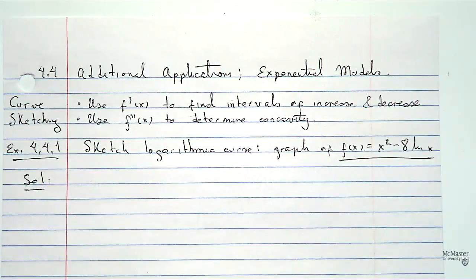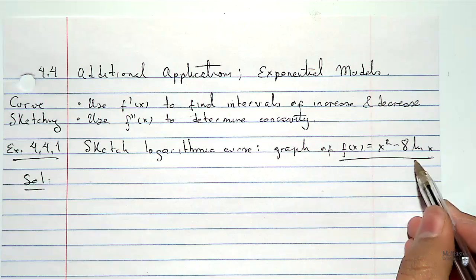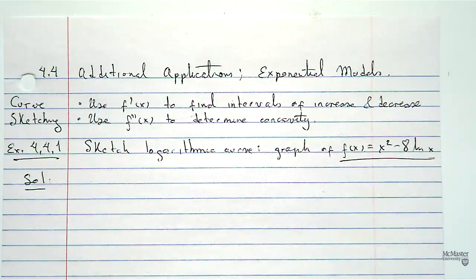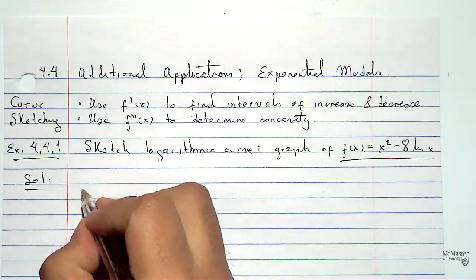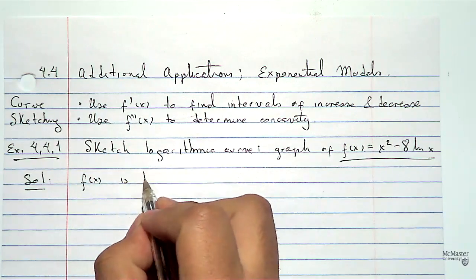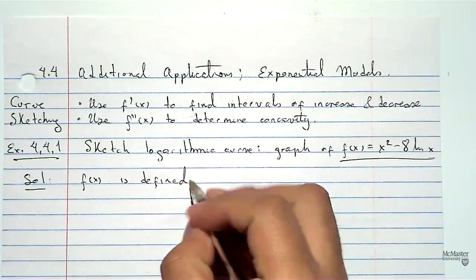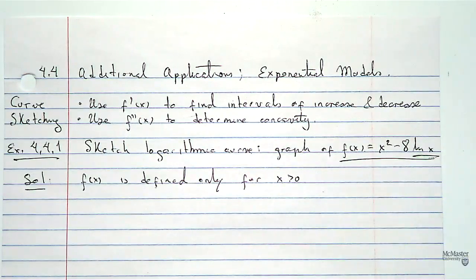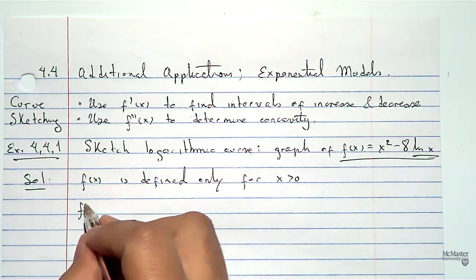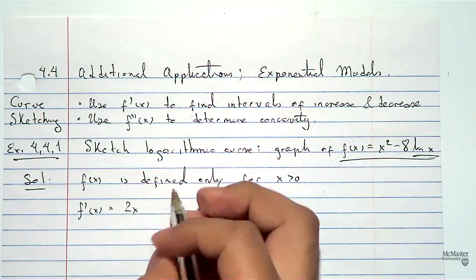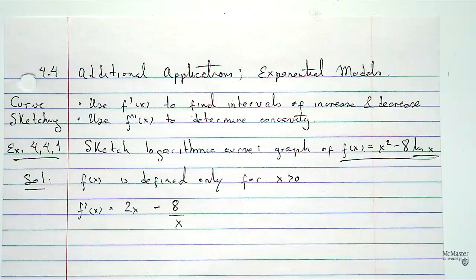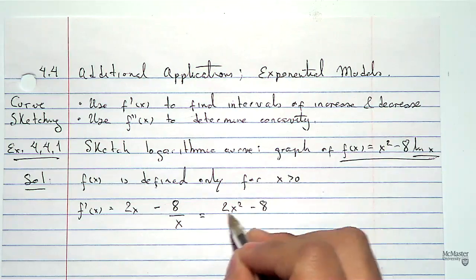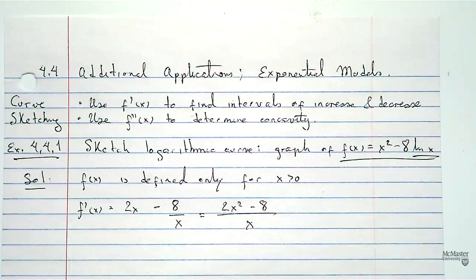So the solution, again, in different steps. The first thing to notice is that you have the natural log. So this is only defined as a whole for the function f for x greater than 0. So f of x is defined only for x greater than 0, because I got the log. Then, if I compute the derivative, f prime of x, the first term is 2x, and then I have minus 8 over x. If I want to put the terms together, I would have 2x squared minus 8 divided by x. Right? So far, so good?